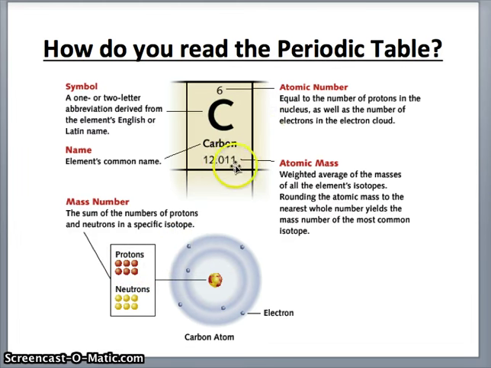And then down here is the atomic mass. The atomic mass is basically the weighted average of the masses of all the carbon atoms that exist. Some carbon atoms all have 6 protons, but some of them might have a different number of neutrons, and we call those isotopes. So this is the average weight or mass. This is kind of like how many of these particles are in the carbon atom. The mass number is the sum of the numbers of protons and neutrons. So here the mass number will be 12.